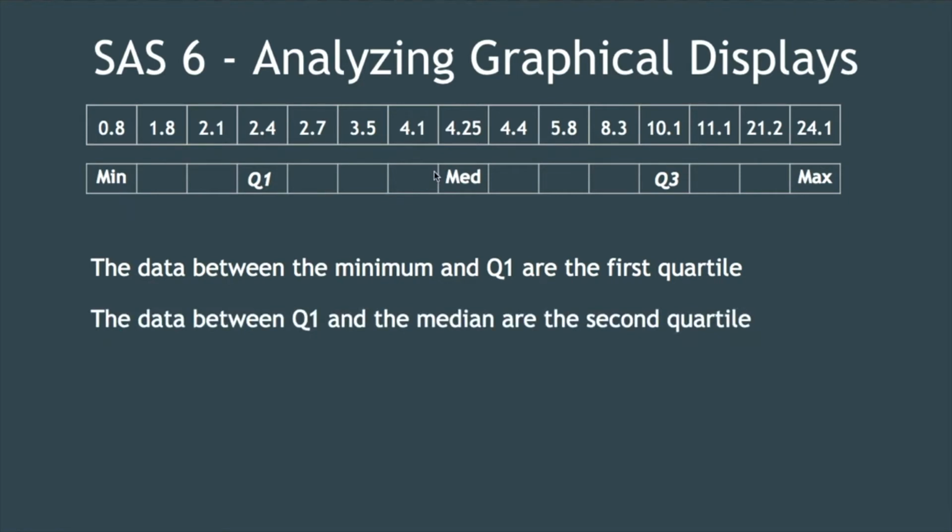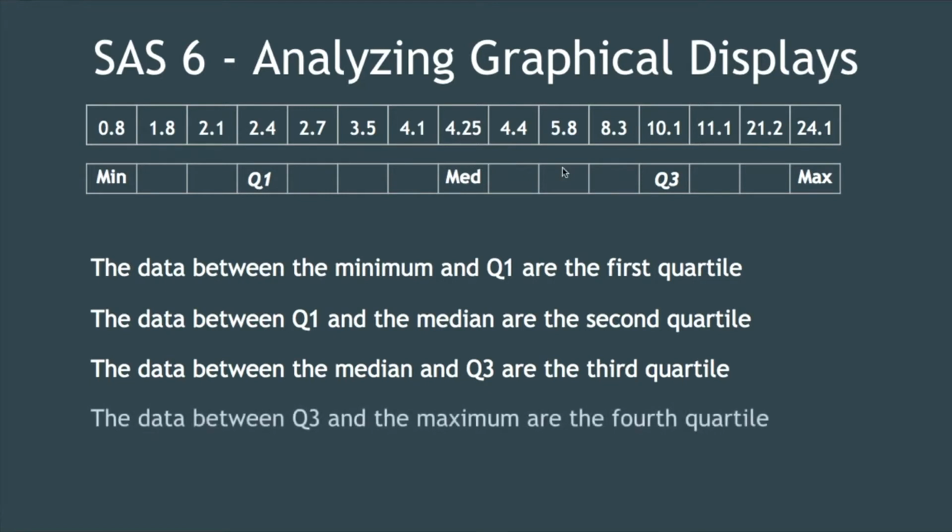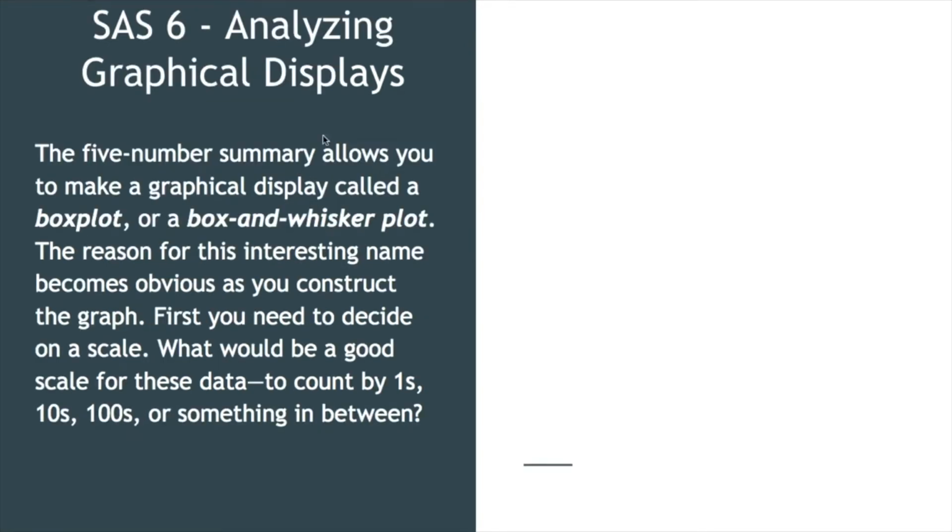Quartile meaning a fourth of the whole. Data between the median and Q3 is the third quartile, and the data between Q3 and the maximum is the fourth quartile. The 5-number summary allows you to make a graphical display called a box plot, or a box and whisker plot. The reason for this interesting name becomes obvious as you construct the graph.